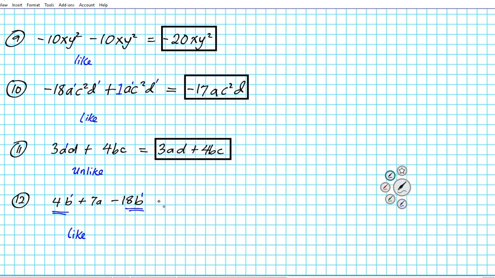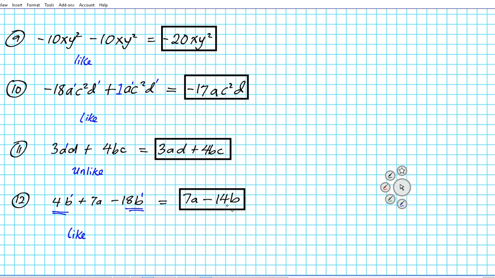Okay, so we'll combine the like terms. Let's bring up 7a first, since a is first in alphabetical order. So bring down 7a. And then 4 minus 18, remember you just add or subtract the coefficients. 4 minus 18, you subtract and keep the sign of the bigger, negative 14b. That's the final answer to question number 12.